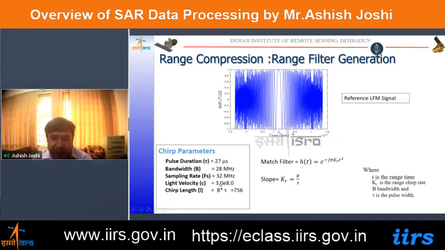These are some of the parameters given by the SAR: the pulse duration, bandwidth, sampling rate, light velocity, and chirp length. We will get all these parameters from the SAR data. From that SAR data, we will make our matched filter using this equation. Okay, so the equation looks like this. Then this matched filter is multiplied.